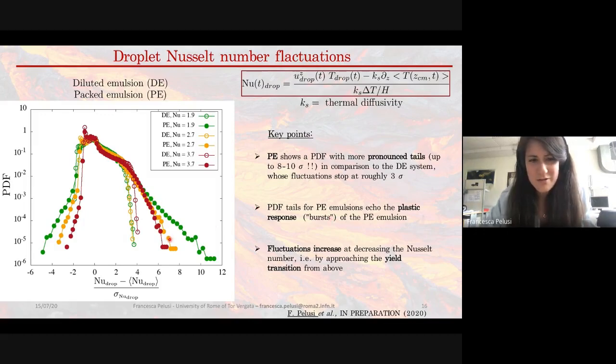Another piece of information comes if you look only at the packed emulsion and you move through the Nusselt number. Decreasing the Nusselt number, what you can see is that the tails increase. And it is probably due to the fact that moving from high to low Nusselt number, we are approaching the transition from convection to conduction.